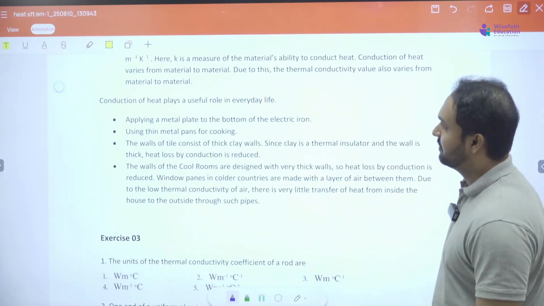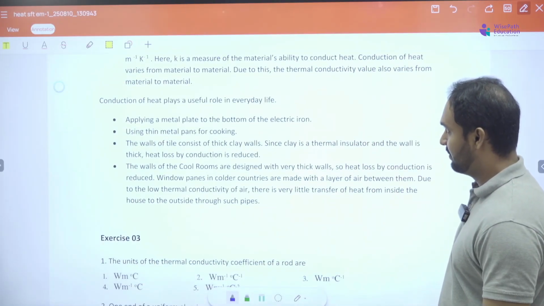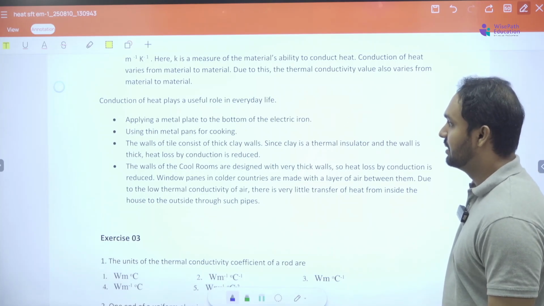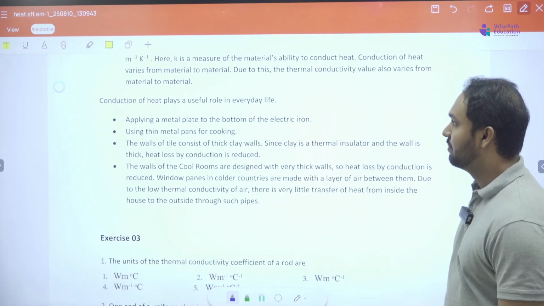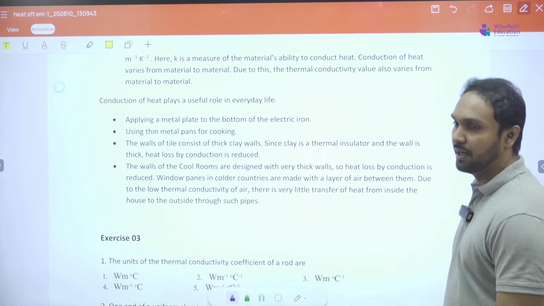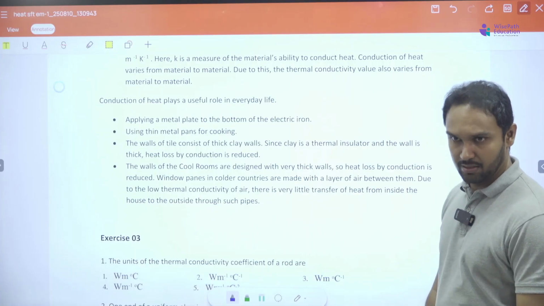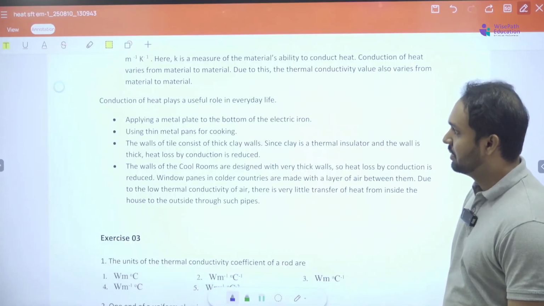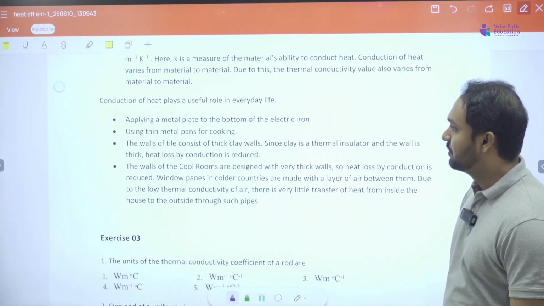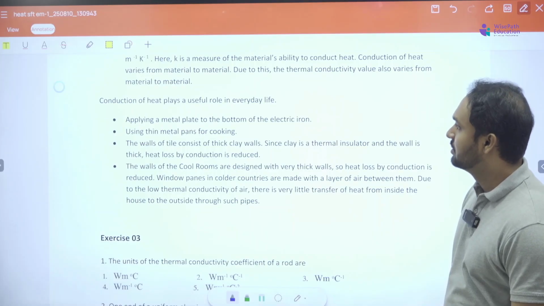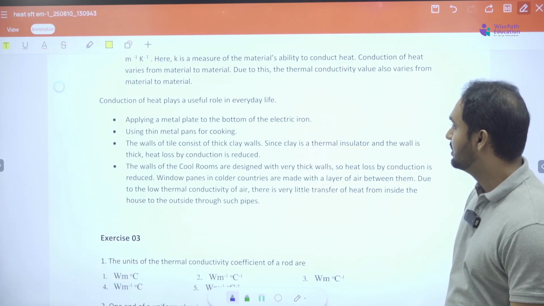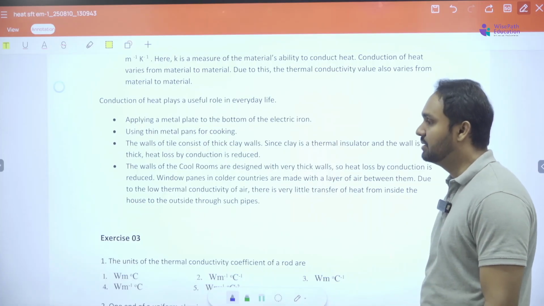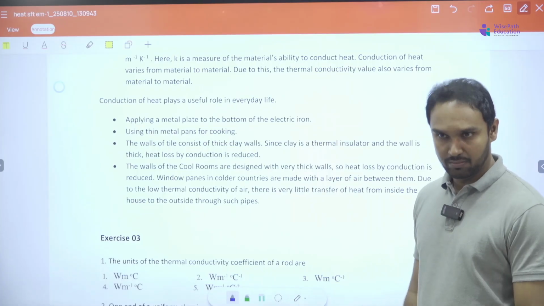So the conduction of heat plays a useful role in everyday life. These are a few examples where conduction happens: applying a metal plate to the bottom of the electric iron. The more conductivity there is, the more easily heat will transfer. Using thin metal pans for cooking. A wall of tile consists of thick clay walls. Since the clay is a thermal insulator and the wall is thick, heat loss by conduction is reduced. That is why thick walls are there, to reduce the conduction.